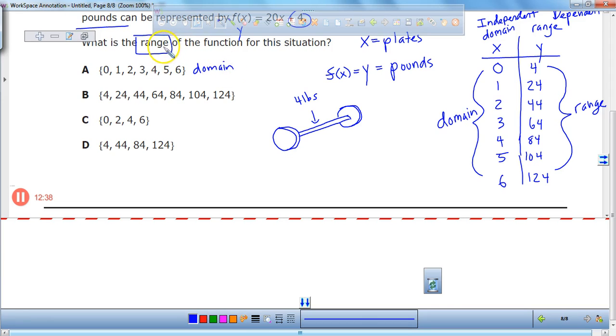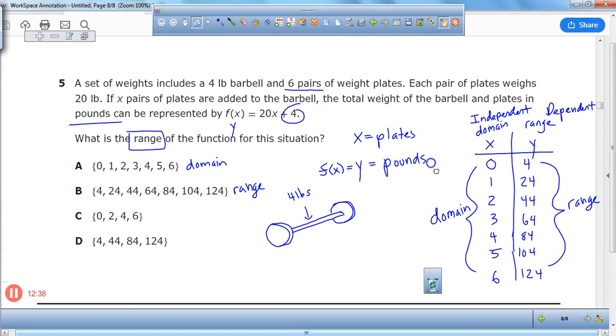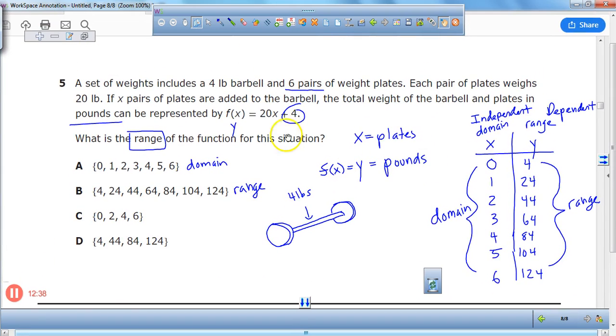But it asks you for the range. All of these numbers represent the range of the function. So you're going to have a word problem, but you have to identify the domain and the range. Just remember, these values represent the range. These values, that x value right there represents the domain. So this right here is your domain. That's your range. The answer is B.